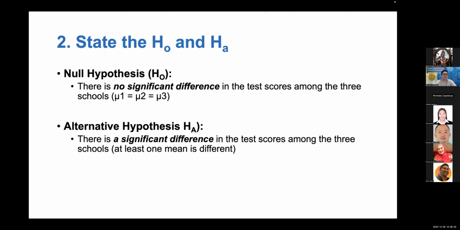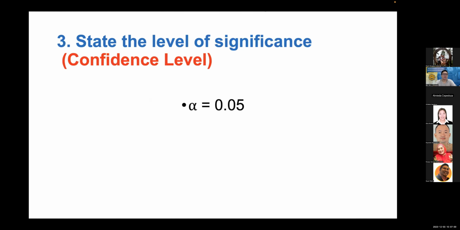And the next step is to state the null and the alternative hypothesis. Our null hypothesis for this problem is that there is no significant difference in the test scores among the surgical residents from the three schools or hospitals, while the alternative hypothesis tells us that there is a significant difference in at least one, which means that at least one mean is different. And next step is to state the level of significance. So our alpha is at 0.05.